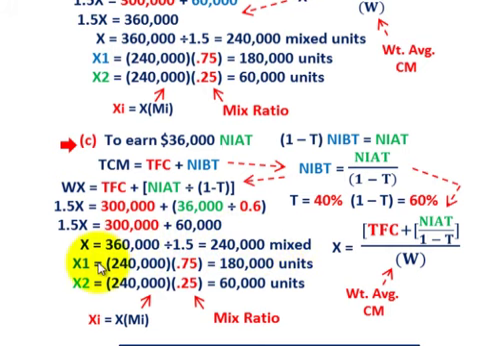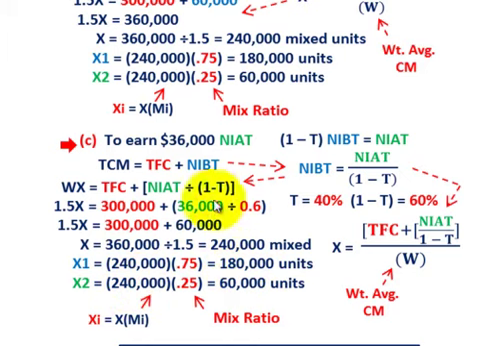Solving for x, just divide both sides by 1.5. 360,000 divided by 1.5 gives us 240,000 mixed units. That's the total number of x1 and x2. Then to solve for x1 and x2, you take those total mixed units and apply our mix ratio: 75% for x1 gives us 180,000 units, and x2 gets 25% of the total mixed quantity, 240,000. That gives us 60,000 units.